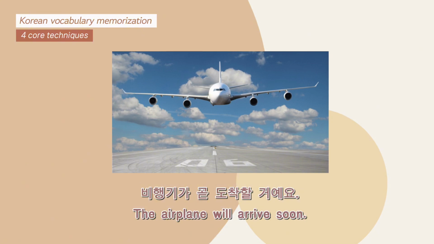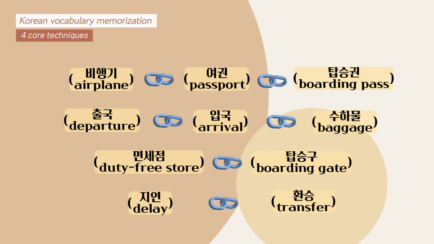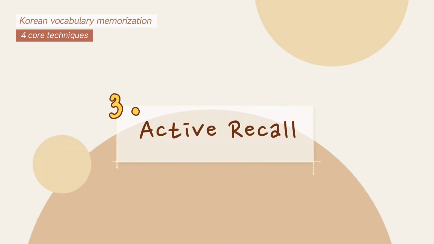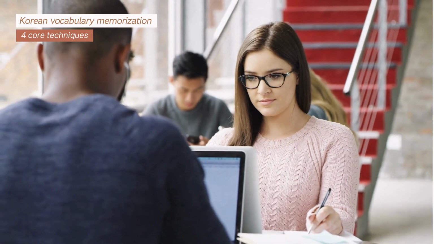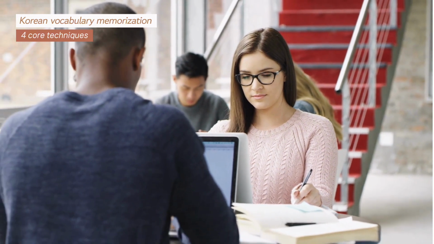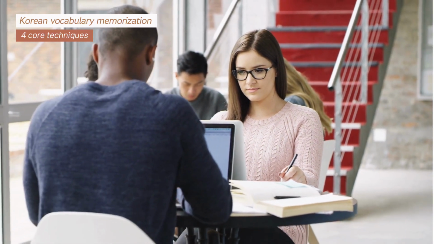As an example for one of the words here, 비행기, airplane. 비행기가 곧 도착할 거예요. The airplane will arrive soon. By connecting one word to another, you can make a web in your brain so you can remember more by learning less.